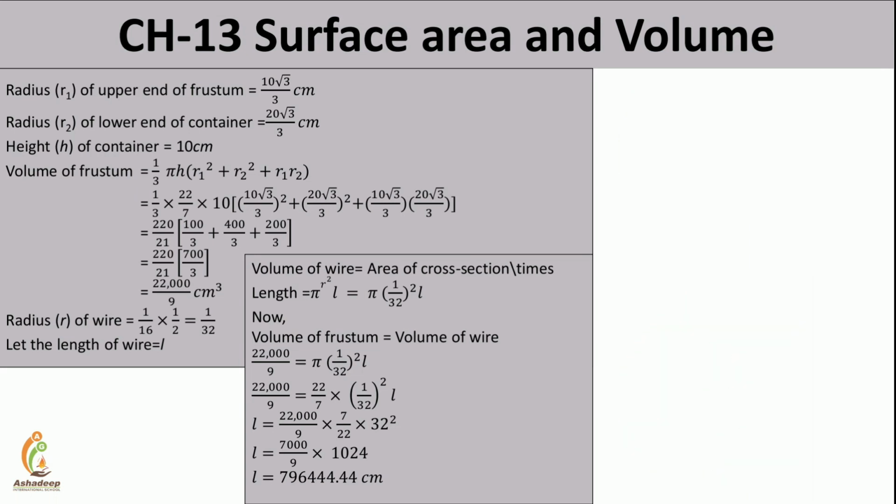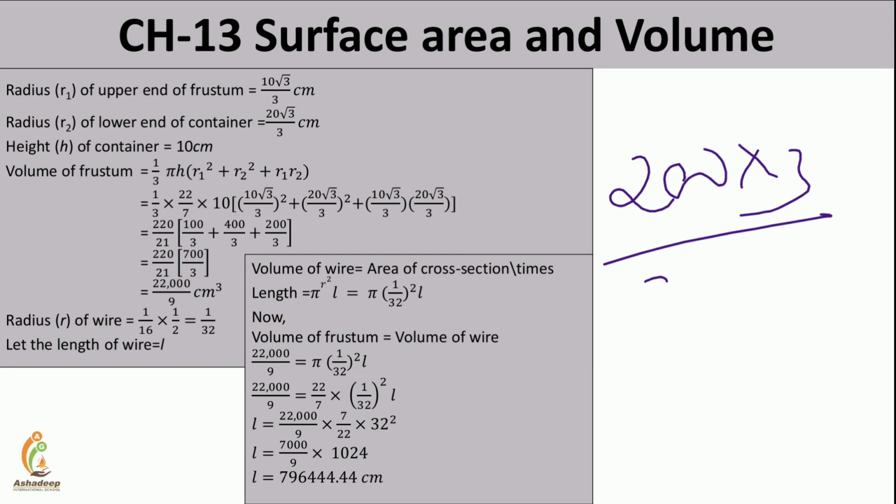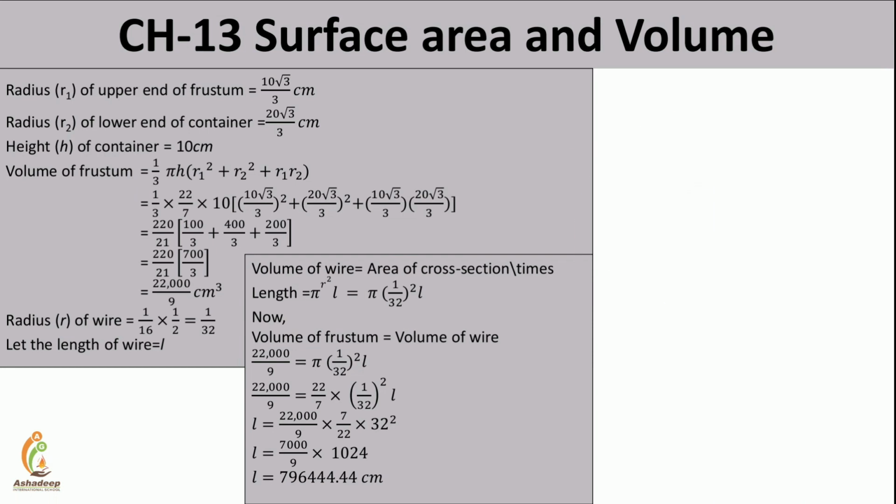Right? In the same manner, you will find out the other ones. See here, root 3 into root 3 is nothing but 3. So 10 into 2, 200 into 3 upon 3 into 3. 3 and 3 cut, so the answer is 200 upon 3. Right? Okay, now let's move ahead. 4, 5, 6 and 7. So 700 upon 3. So this is the final answer.